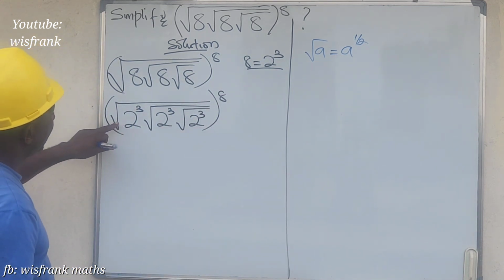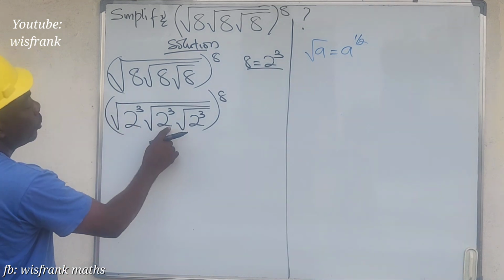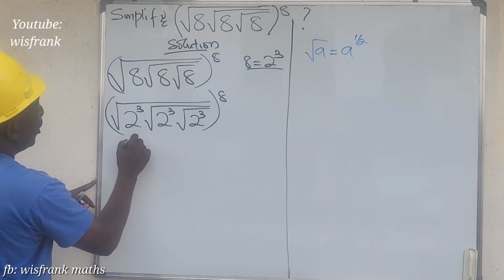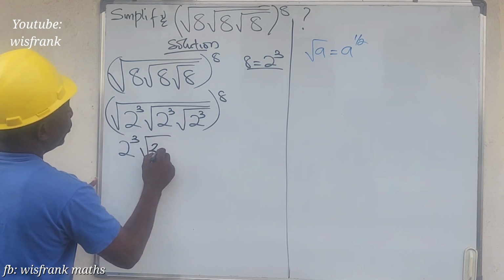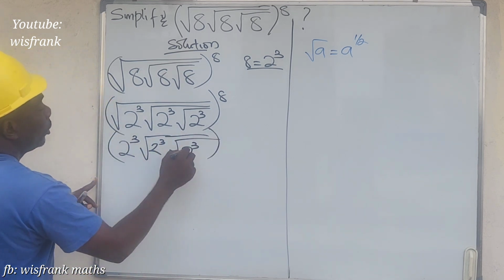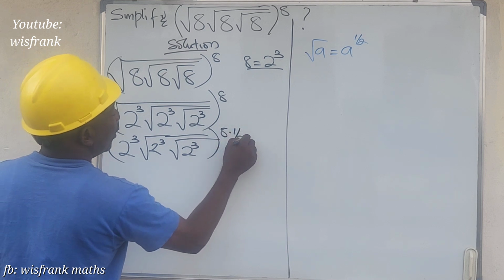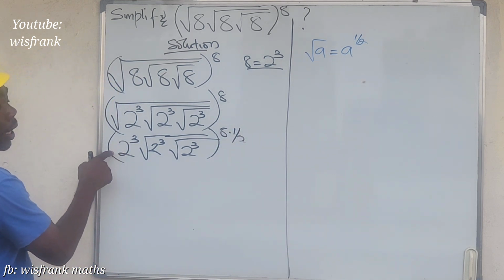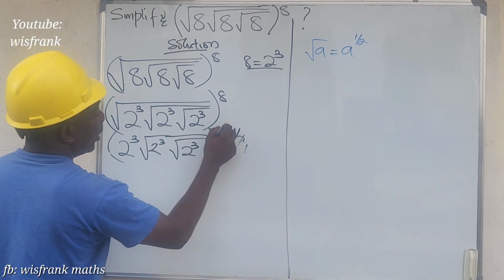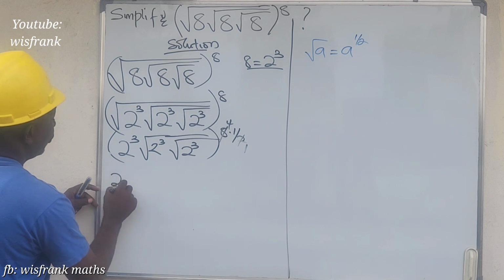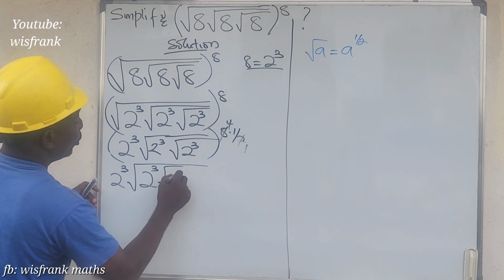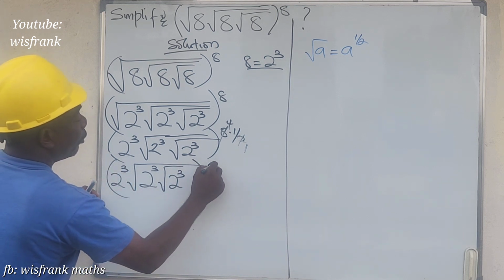So from here, this square root covers 1, 2, 3. So here we have the square root of 2 to the power of 3 into the square root of 2 to the power of 3 into the square root of 2 to the power of 3, all to the power of 8 times 1 all over 2, because we want to do away with the first square root that covers all of them. So here 2 cancels 2 and 8 becomes 4. So we have the square root of 2 to the power of 3 into the square root of 2 to the power of 3 into the square root of 2 to the power of 3, all to the power of 4.